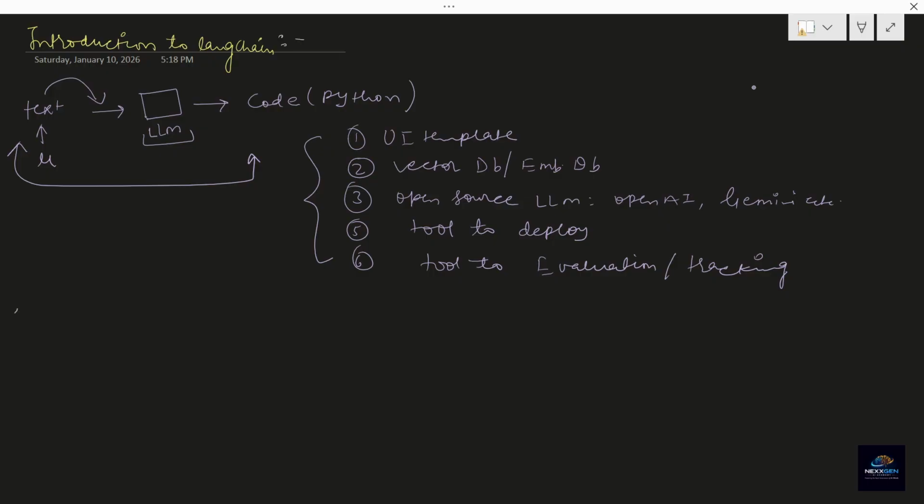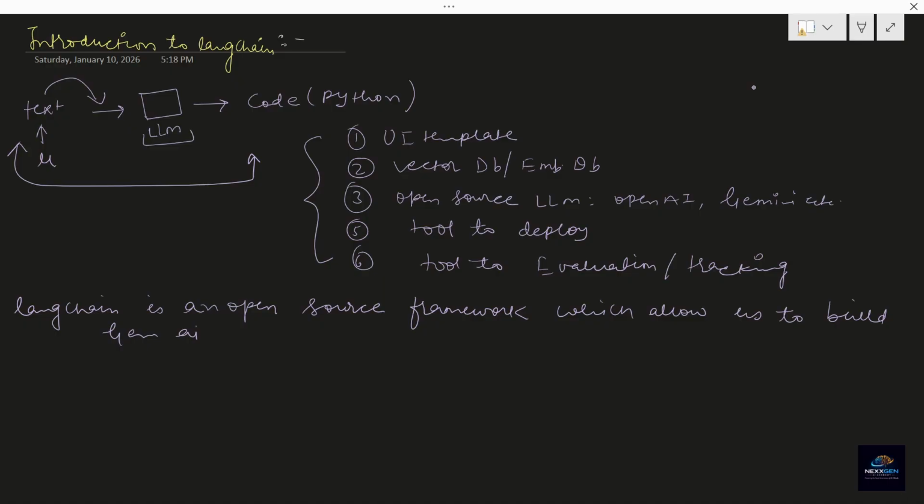What LangChain actually is: LangChain is an open source framework which allows us to build Gen AI applications end to end, right? End to end.